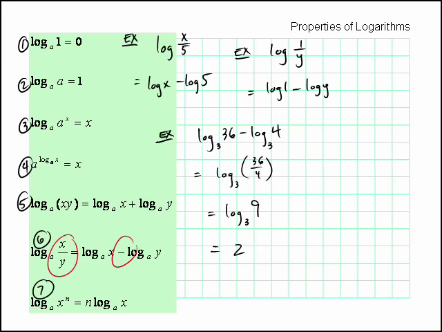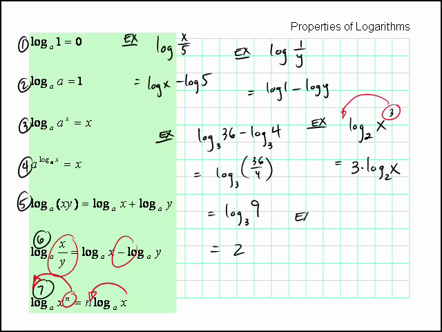Property number 7 down here says that if you have an exponent within the logarithm, you can move it out in front. And there it is right there. Here's a couple examples of that. If, for instance, I have the log base 2 of x cubed, this property says that I can take the 3 in here and move it to the front. This is equal to 3 times log base 2 of x.